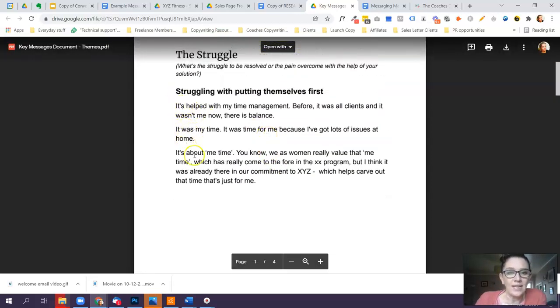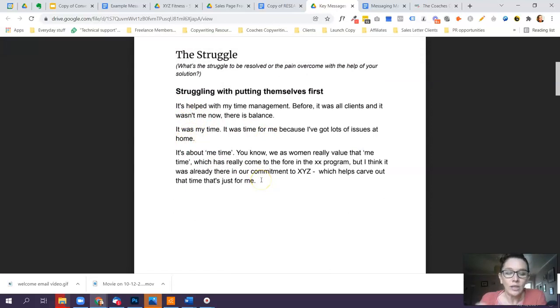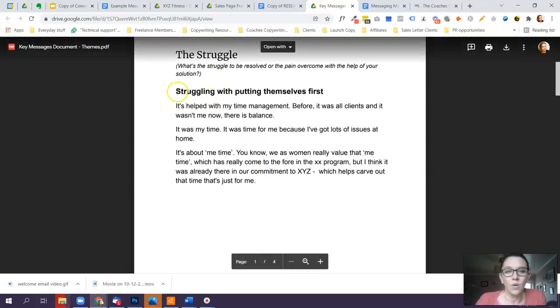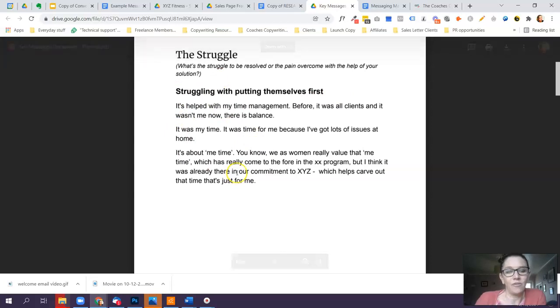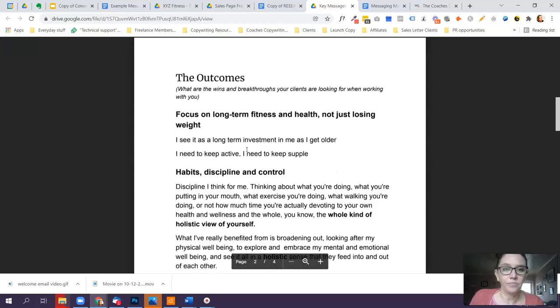So there were certain phrases here that, when you look at them all, are kind of saying the same thing. And in this instance, they were struggling to put themselves first. So this is one of the pain points they've got. And then underneath it, I've got some different examples of ways that this particular audience has described what that struggle feels like, or how it shows up for them in their everyday life.